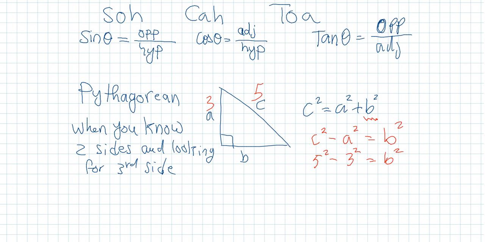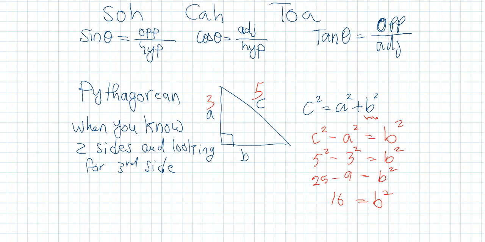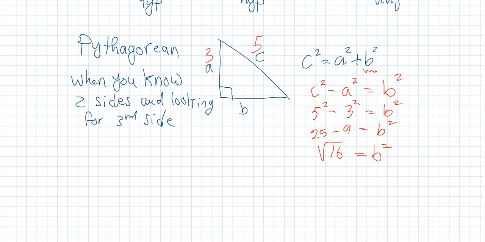Am I done? So what do I need to do? Square root to solve for B, right? Because the opposite of square is square root. So to square root here, then B equals 4. Okay? So I was able to use Pythagorean theorem or a version of it, right? Rearrange the formula so I can solve for my side. Okay? So in a right angle triangle, these are the only things that you can use: SOHCAHTOA, or Pythagorean theorem. It depends on what you are given. Okay?